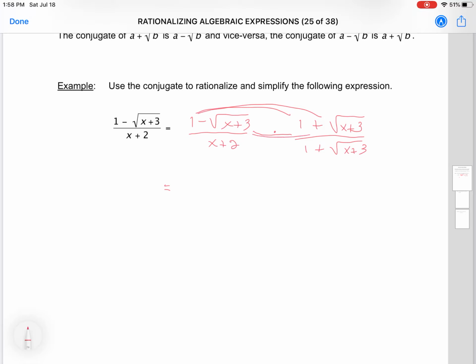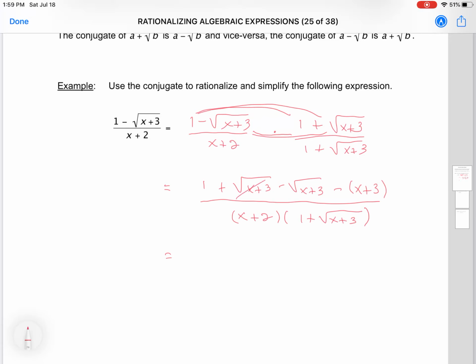So now we're going to expand the numerator, and we're actually not going to do anything to the denominator. So the top, 1 times 1 plus 1 times the root minus the root minus, what's the root of x plus 3 times the root of x plus 3? Just x plus 3, of course. And now downstairs, I am not going to expand anything, because if I do, I will lose every single chance that I have to simplify anything. And since the purpose of this is to simplify, I'll just leave it like that.